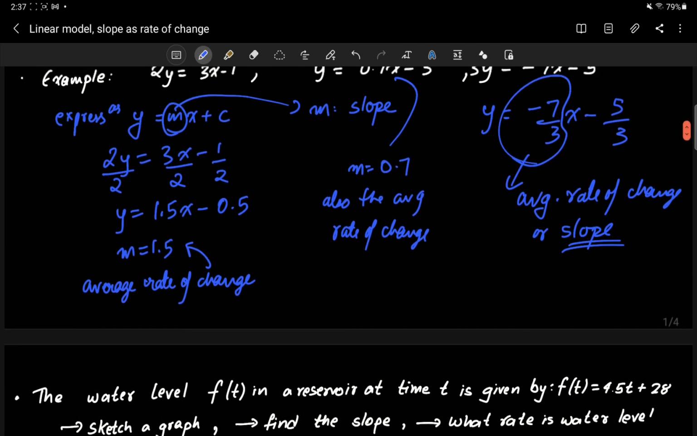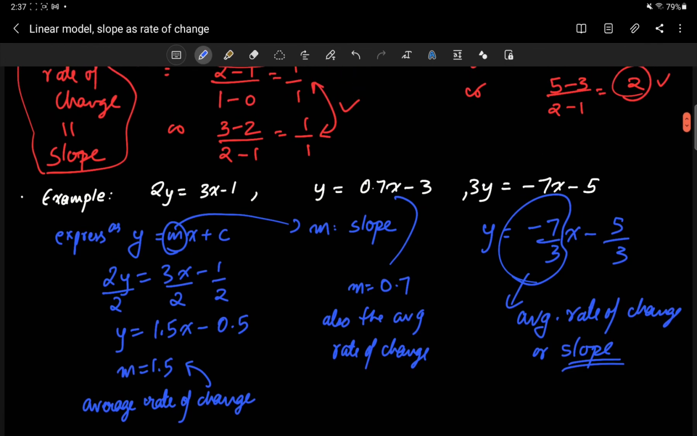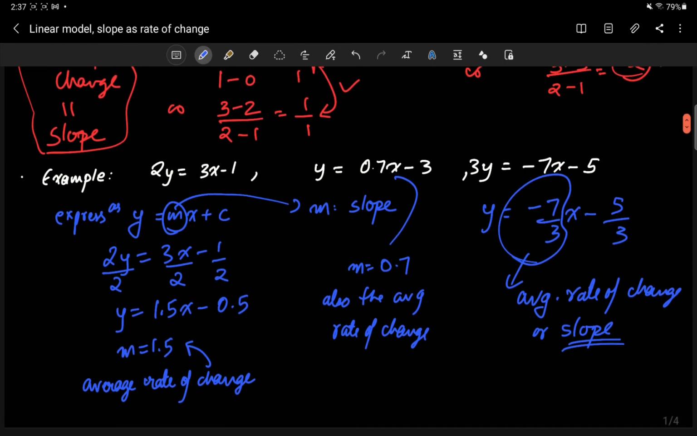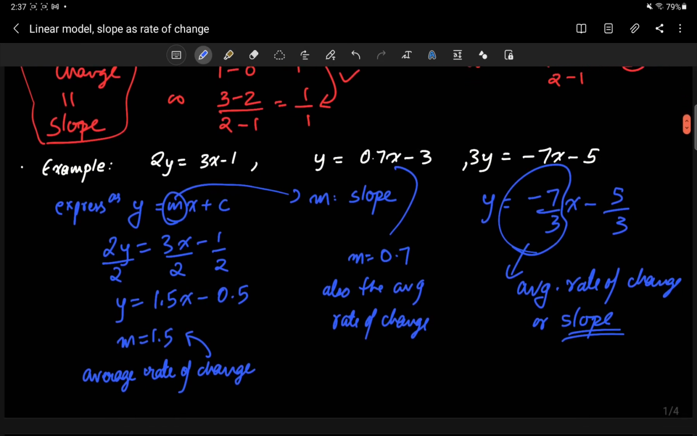In the next video, we're going to look at some examples of setting up the model and finding out what kind of information the graph gives us, what kind of information the slope gives us, and just explore it a little bit more.